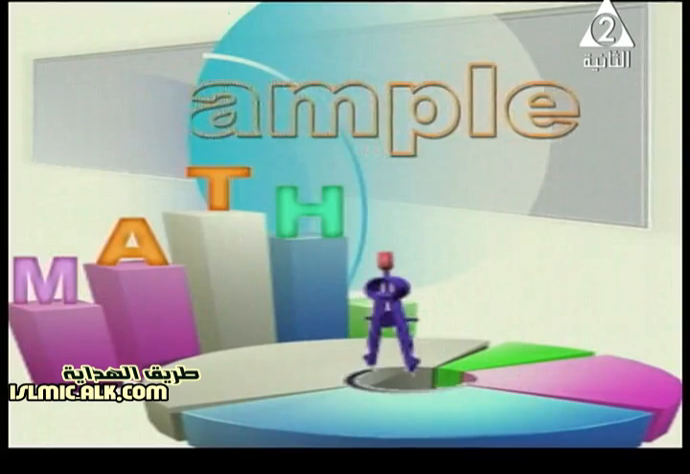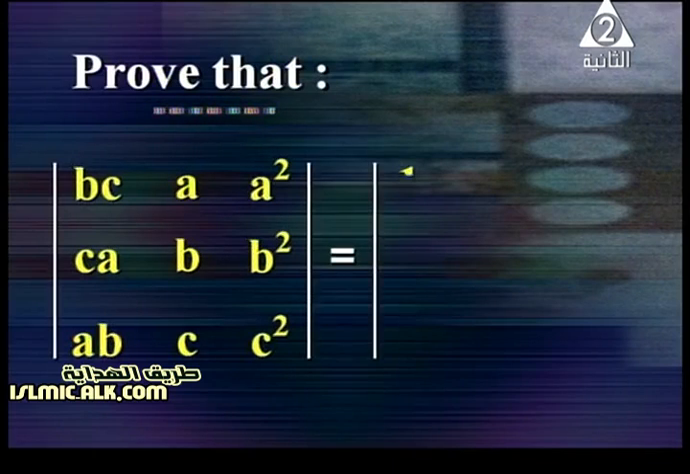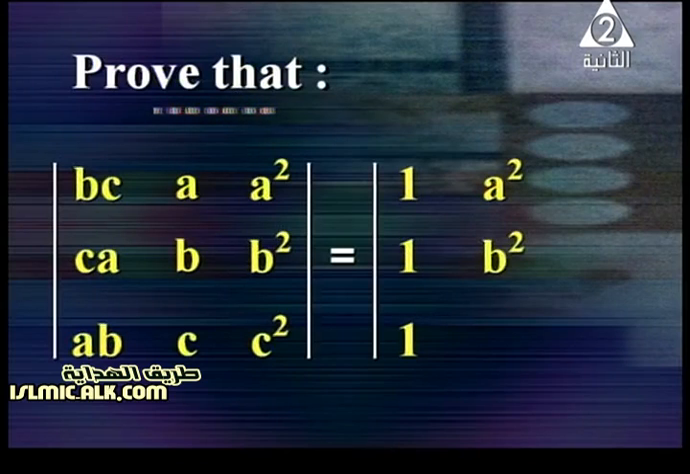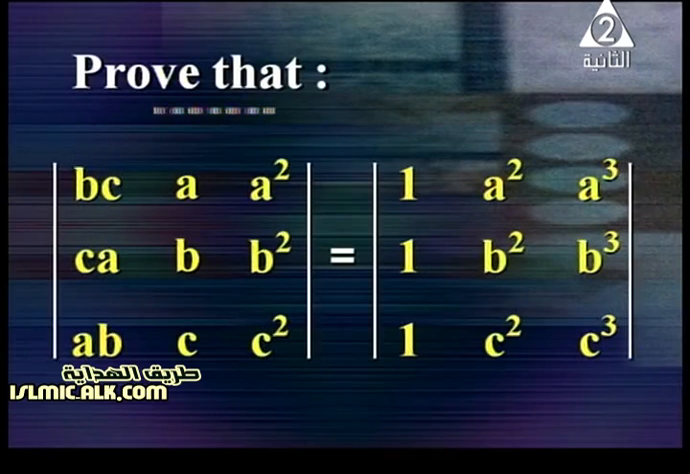Example: prove that the determinant with rows bc, ca, ab over abc, a power 2, b power 2, c power 2, equals the determinant with rows 1, 1, 1; a power 2, b power 2, c power 2; a power 3, b power 3, c power 3. We know that if we multiply the first row by a, second by b, third by c, and take the highest common factor abc, and divide by abc, the proof is required.